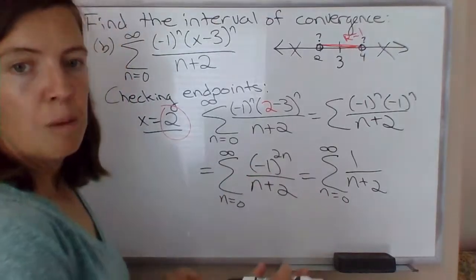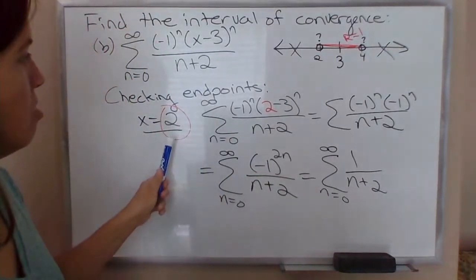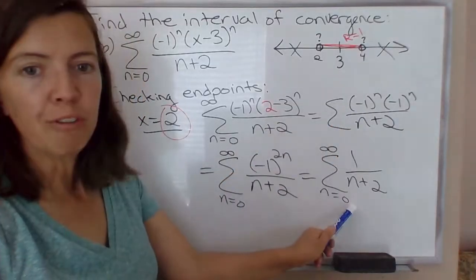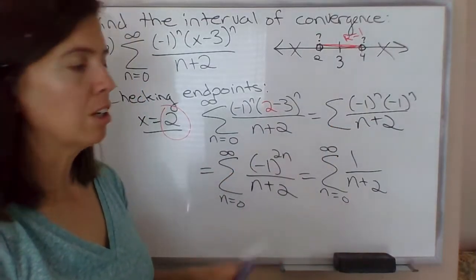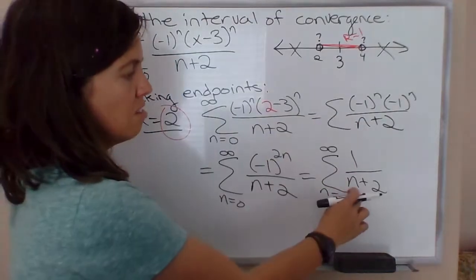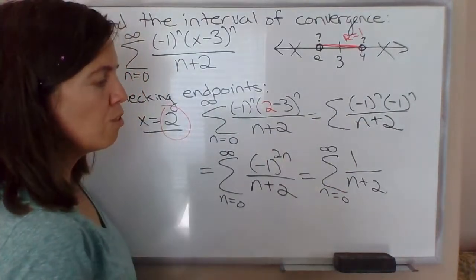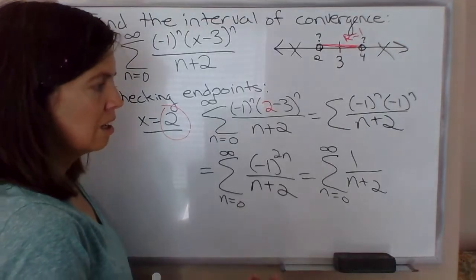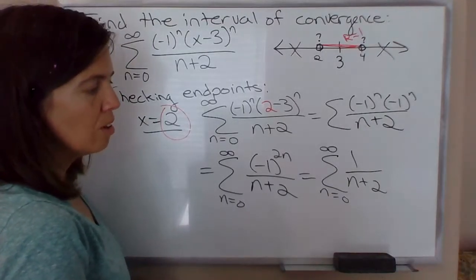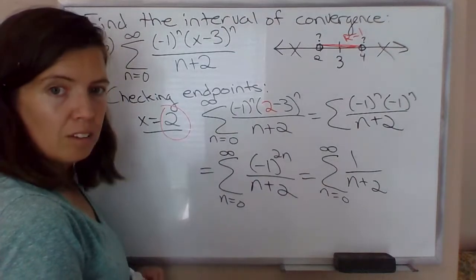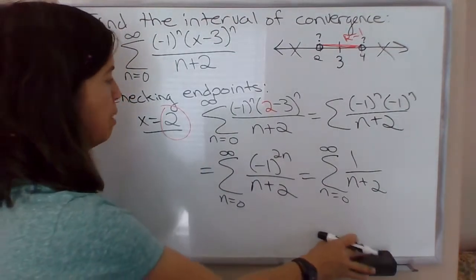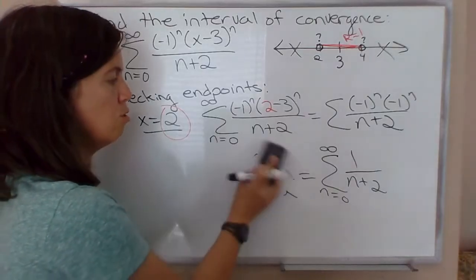So here, taking a step back for a minute, when you're checking endpoints, you substitute the x, and then most of your effort is going to be spent just simplifying the series for that particular x value. So we've simplified this to the series 1 over n plus 2, and now you just decide, okay, how do I want to check convergence or divergence of that series? You could do the integral test. You could also do the limit comparison test. That's probably what I'm going to choose here.